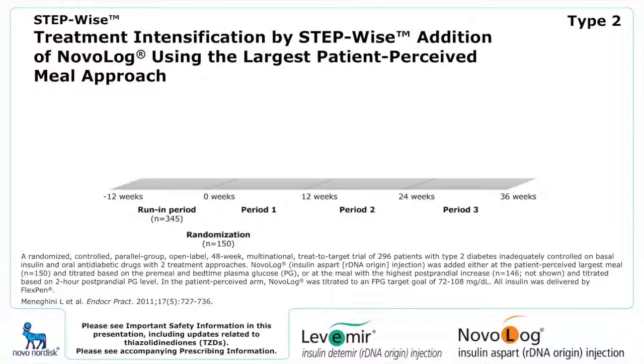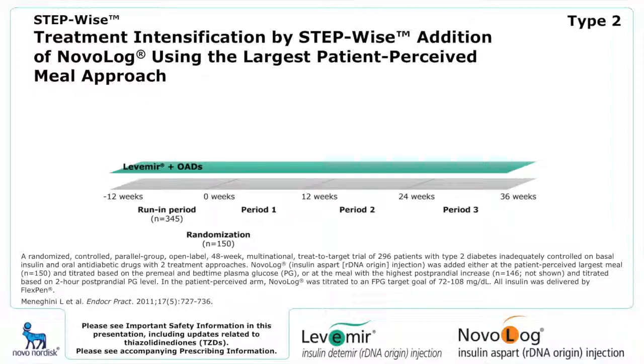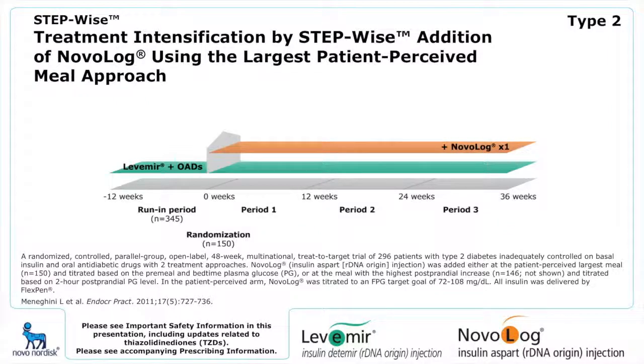Using one of the approaches, following a 12-week run-in period with Levemir and oral antidiabetes drugs, patients initiated Novolog as a single injection of 4 units before the meal they perceived to be the largest meal of the day and titrated as per protocol. After 12 weeks, if A1C was greater than or equal to 7%, a second injection of Novolog, 4 units, was added before the second largest meal.